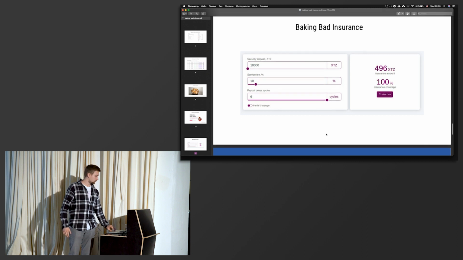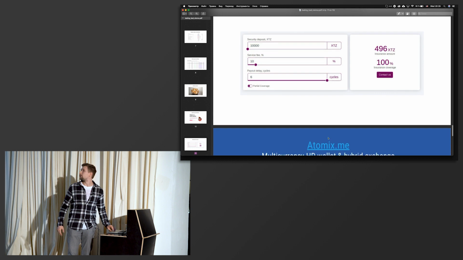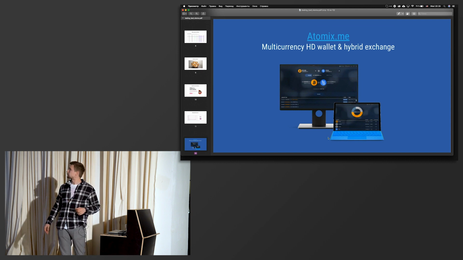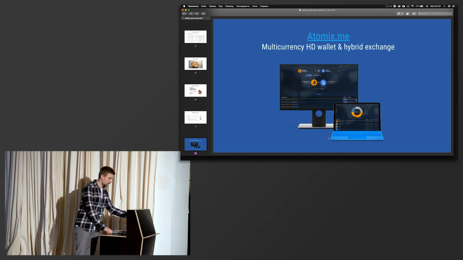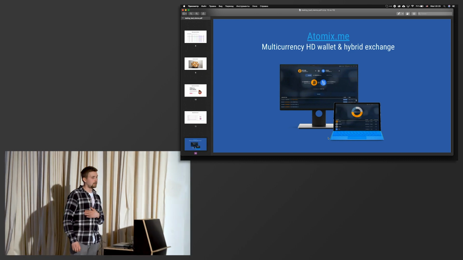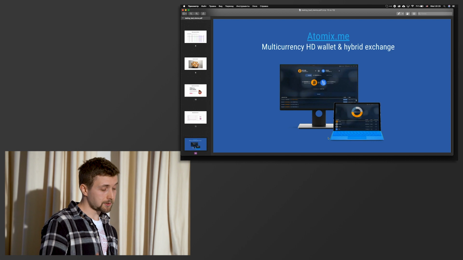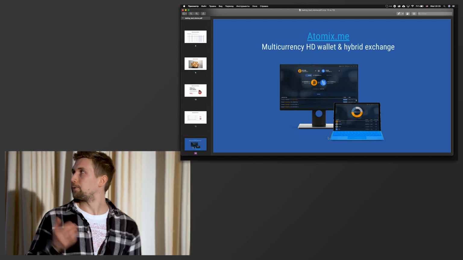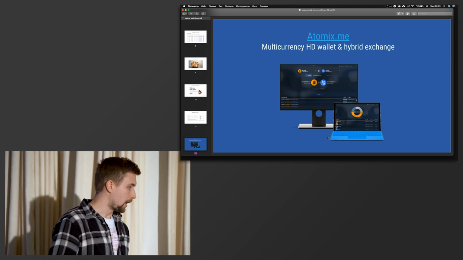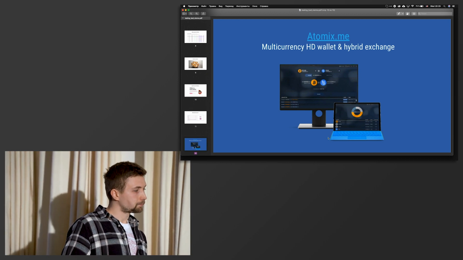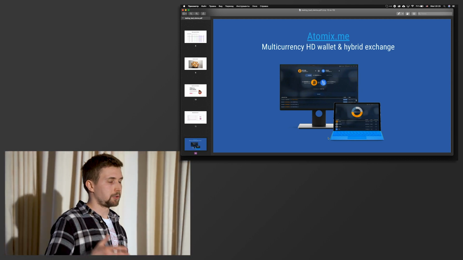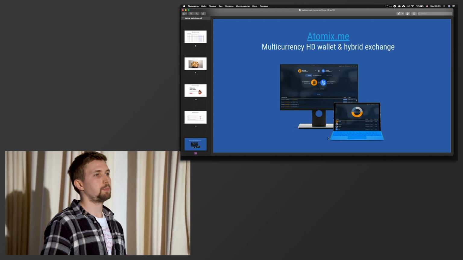And in the end, I want to say a few words about our spinoff project that we are now working on. It's a multi-currency HD wallet and built-in hybrid exchange. It's now in an early alpha. It supports Bitcoin, Ethereum, Litecoin, and Tezos. And the main feature, as the name implies, is that you can create cross-chain transactions using atomic swaps. But the main feature is the matching engine we use to match orders and liquidity that's provided by professional market makers.